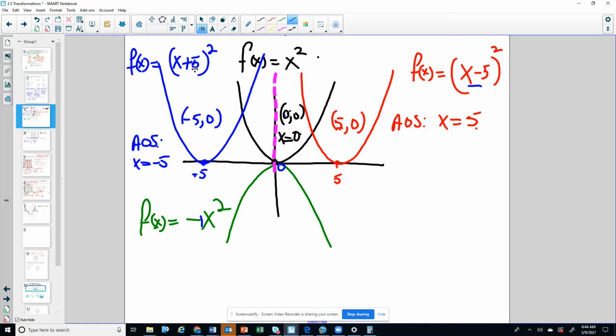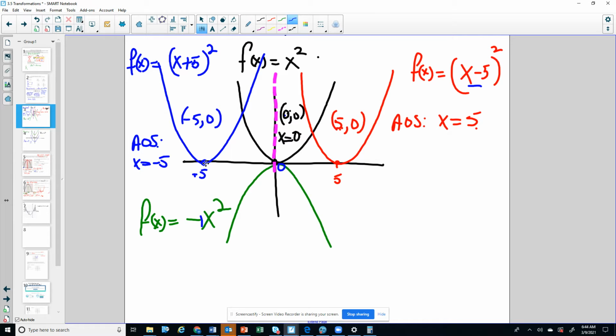And also we talked about the axis of symmetry. For the parent graph, the black graph, the vertex is 0, 0, right? Because that is the lowest point on the graph in this case. And for the red graph, after we shift it to the right, the vertex is now 5 comma 0. So you notice the only thing that changed from the black graph to the red graph for the vertex is just the x coordinate. It went from 0 to 5. And for the blue graph, the vertex is now negative 5 comma 0.